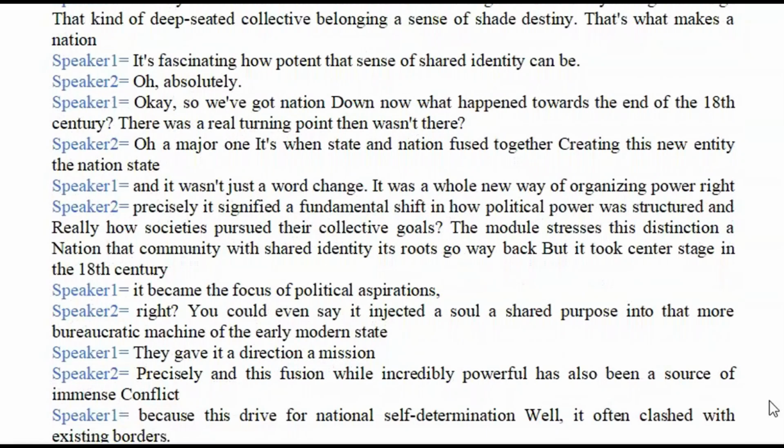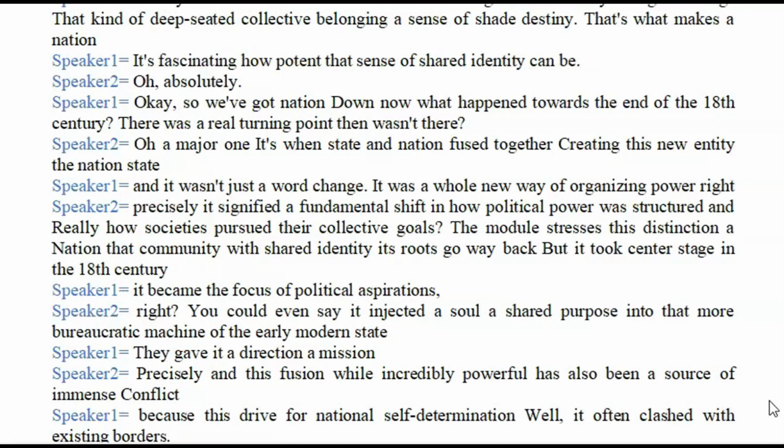Oh, absolutely. Okay, so we've got nation down. Now, what happened towards the end of the 18th century? There was a real turning point then, wasn't there? Oh, a major one. It's when state and nation fused together, creating this new entity, the nation-state. And it wasn't just a word change. It was a whole new way of organizing power, right? Precisely. It signified a fundamental shift in how political power was structured and how societies pursued their collective goals.